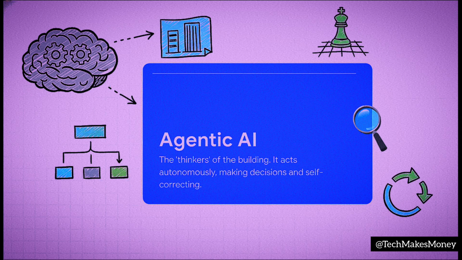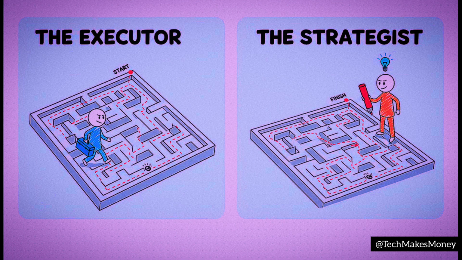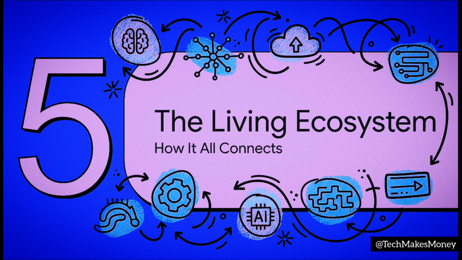But wait, who makes the plan in the first place? Ah, that would be Agentic AI. This is the thinker, the strategist in the corner office. It doesn't just follow a list of tasks. It looks at a big goal, makes its own plan, makes decisions, and this is the crazy part. It can even self-correct if things go wrong. So here's the absolute key takeaway. An AI agent is all about the how. How do I complete this checklist? But Agentic AI is about the what and the why. What's the best way to achieve this goal, and why is this the right plan? You see the difference? One follows the blueprint, the other one is the architect. It's a huge leap.